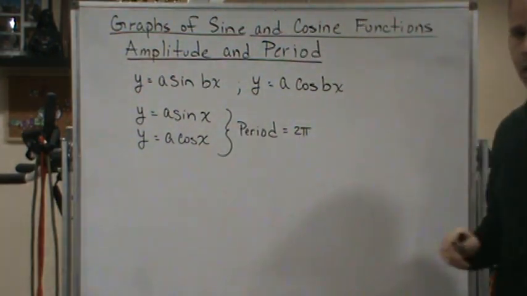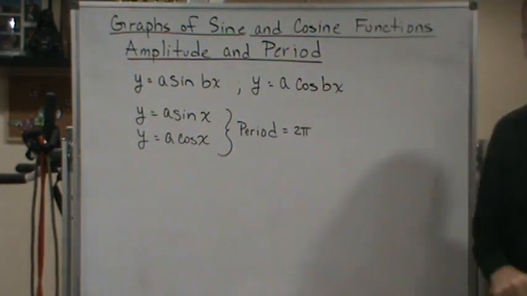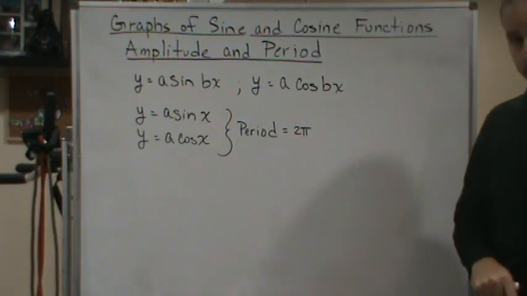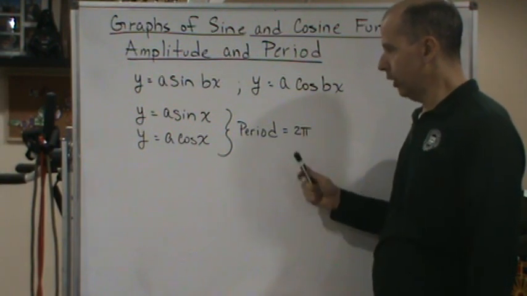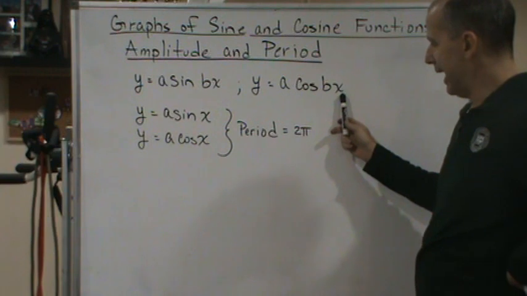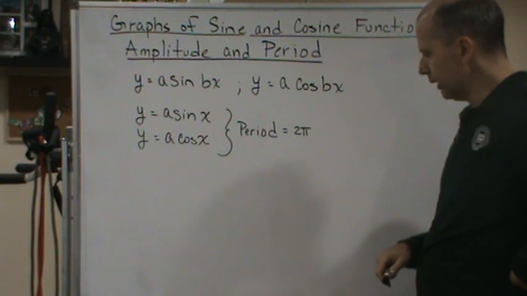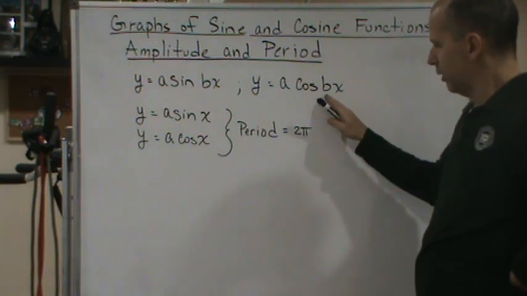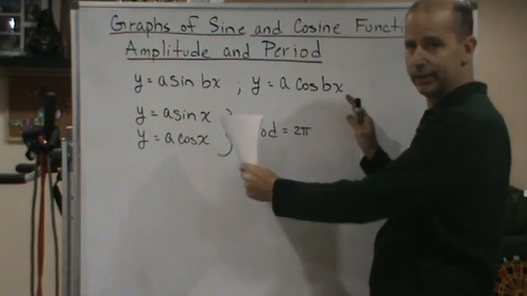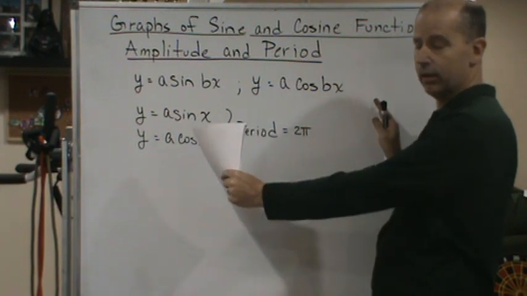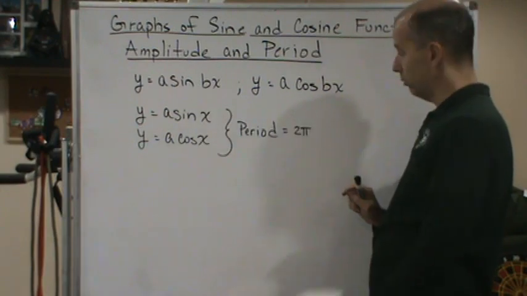So let's start by comparing these two functions with our a sine x and a cosine x. We know that the period is 2 pi, right? So think about what B is doing to x. We'll get to the examples, but think about the fact that it's stretching or compressing it. So what's happening to the period? Well, the period is also changing.